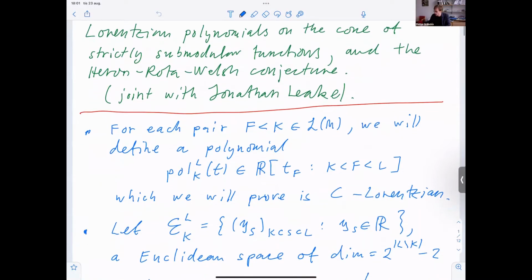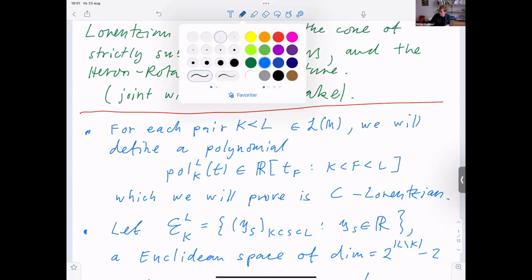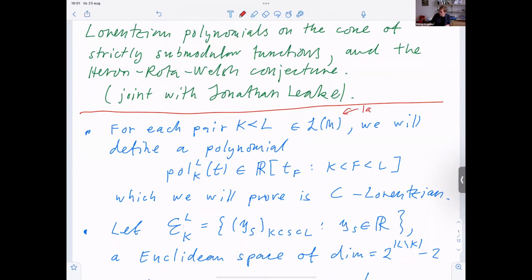So let us recall what we started to do last time. Our goal is to define a multivariate polynomial, which we call pol, indexed by two flats. For each pair of flats k smaller than L in the lattice of flats of a matroid M, we'll define this multivariate polynomial, indexed by the flats that sit between k and L. So this is our goal.